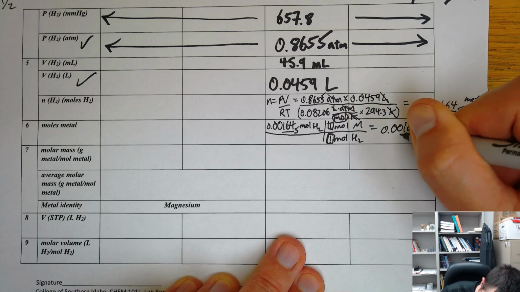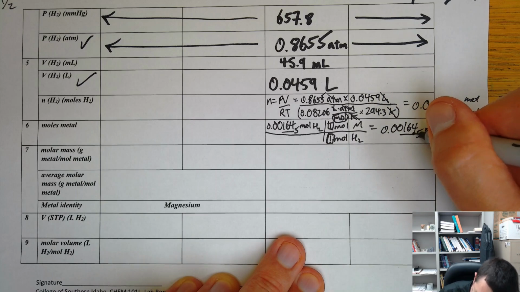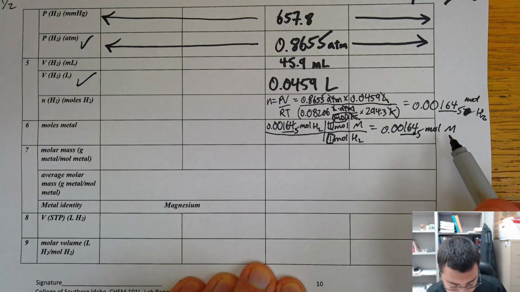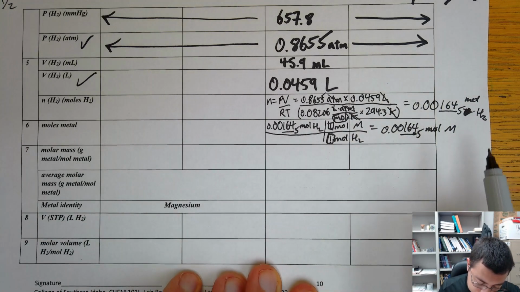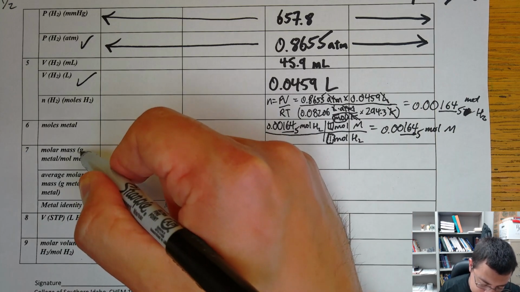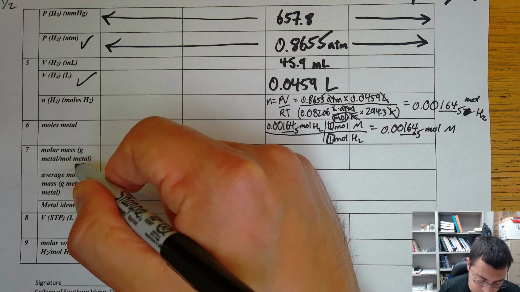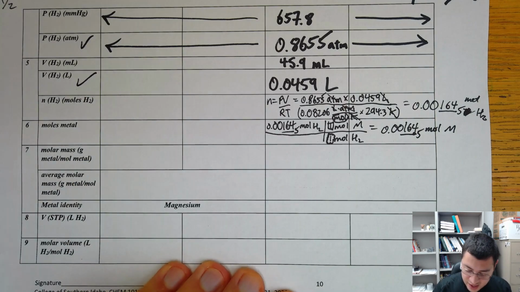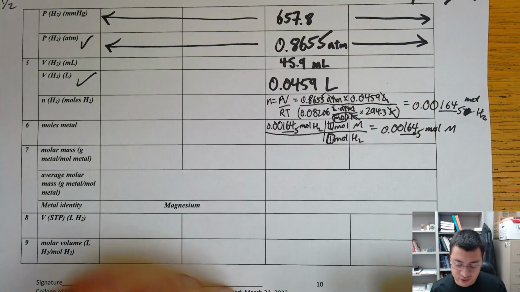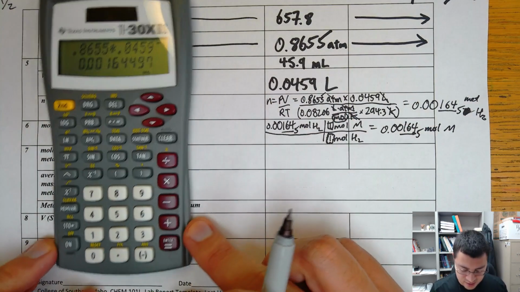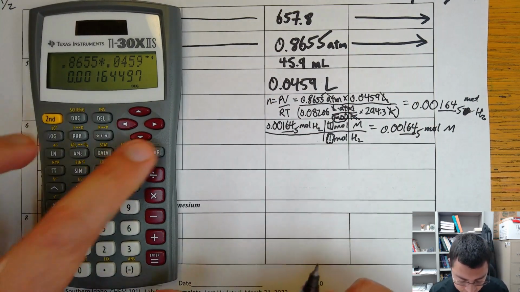But now we have done the conversion into metal moles. All right, we're pretty close. Molar mass is grams of metal divided by moles of metal, and that gives us grams per mole, molar mass. So I had 0.064 grams of metal, and that's only 2 sig figs. All right, this is not a high precision lab, folks.